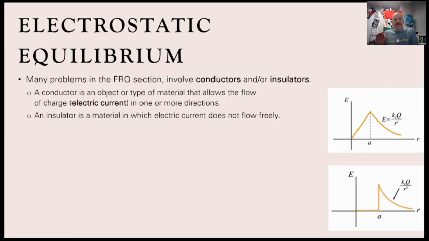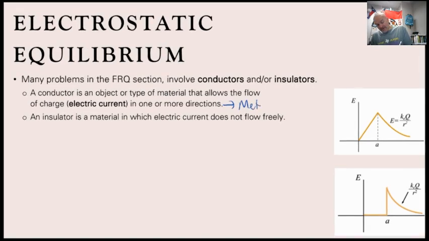Many problems in the FRQ section are going to involve conductors and/or insulators, and the properties of those two are different because they're different materials. Remember, a conductor is an object or type of material that allows the flow of charge, where the flow of charge is what we call electric current, in one or more directions. Metals are great conductors. An insulator is a material in which electric current does not flow freely, and you can think of these as nonmetals.